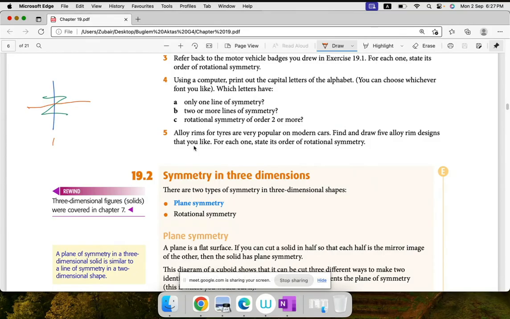U, yes, one line of symmetry. V is one line of symmetry. B is one line of symmetry. H is two lines of symmetry. So it has more than one line of symmetry. We just discussed two. And the third part says a rotational symmetry of order two.